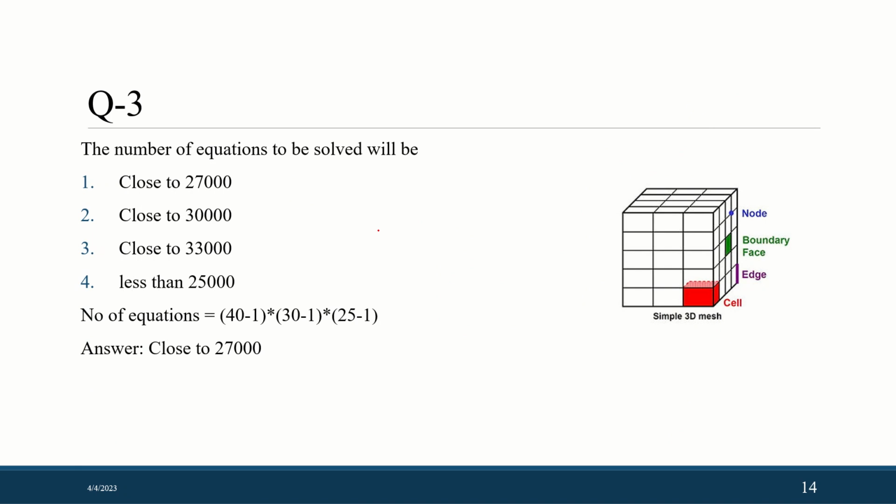Now we'll move on to the next two questions. The number of equations to be solved will be close to 27,000, close to 30,000, close to 33,000, or less than 25,000. In the previous problem we saw how to find the number of equations that need to be solved. We would be solving only for the interior grid points. So it is 40 minus 1, 30 minus 1, 25 minus 1, which comes to approximately 27,144. So the answer is close to 27,000.